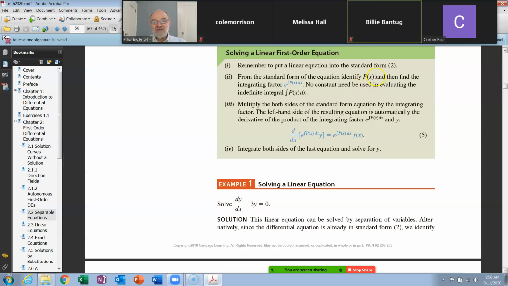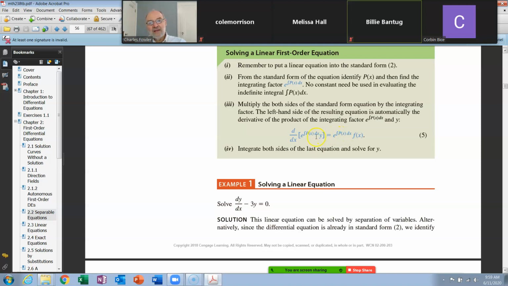Whatever function that turns out to be, raise that to the e power. Make that the power of e. Now, no constant needed. Once you get e raised to that thing, whatever that turns out to be, multiply everything on both sides of the equation by that. And then the left-hand side will automatically be the derivative of a product. The right-hand side is whatever it turns out to be. Usually it's solvable, but if it's not, you leave it as an integral.